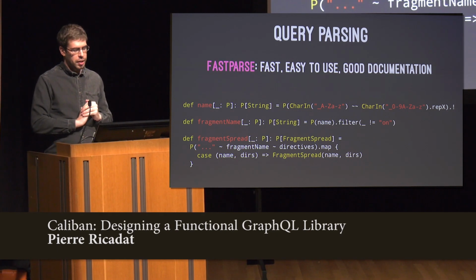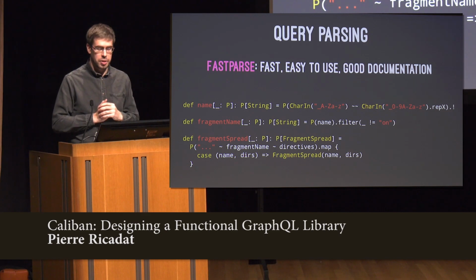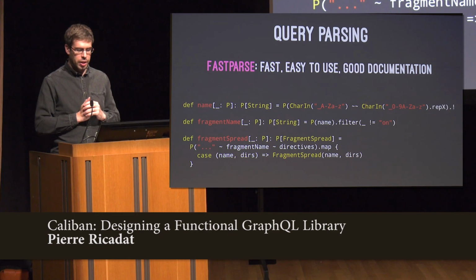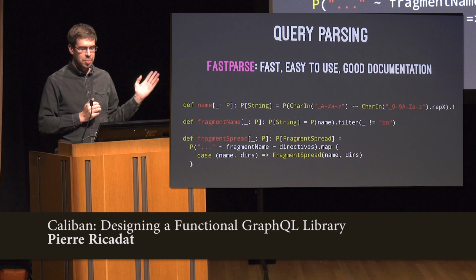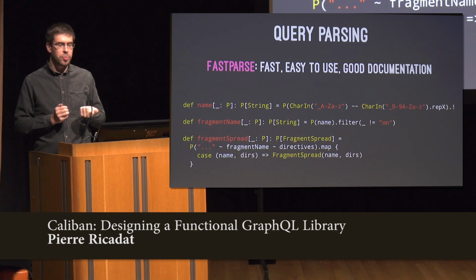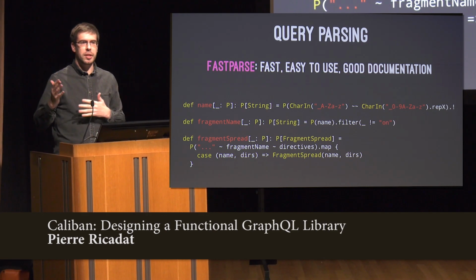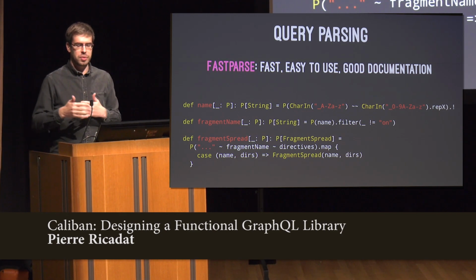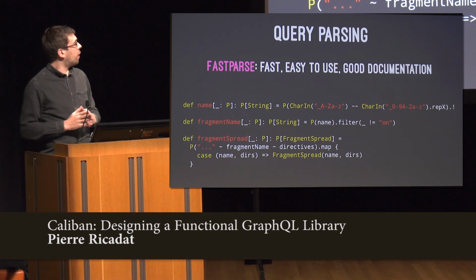And to implement the parsing, I decided to use a library called FastParse. It was mentioned yesterday in one of the talks. A library from Li Haoyi. Why did I choose to use that? Because as its name indicates, it is fast to execute, and also fast to develop with. The documentation is fantastic. There are so many examples that I didn't even need to ask any question on Gitter or anything, because everything was there. So that was pretty straightforward.